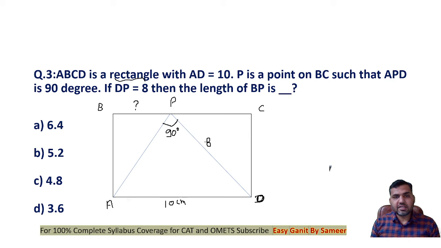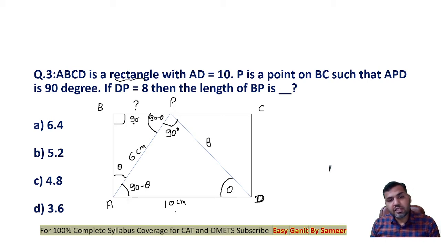Now you see that this angle is 90, this is 8, this is 10. So can I apply the triplet here of 6, 8 and 10? This side length will be equal to 6 centimeter. Now the length of BP is what we need to find out. You see this, guys, this angle is equal to 90 degrees. If I say that this angle is theta, then this angle will become 90 minus theta. And this angle is 180 minus 90 minus theta, that is 90 minus theta, and this angle will automatically become theta.